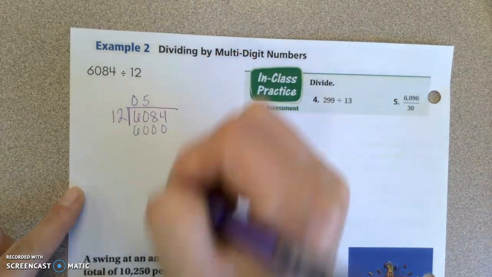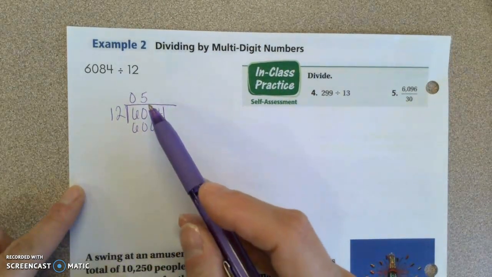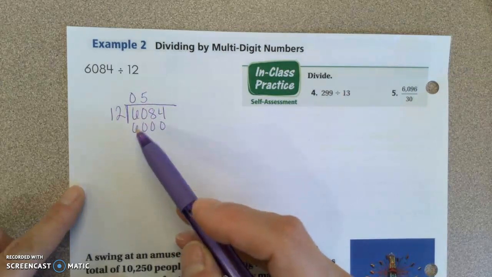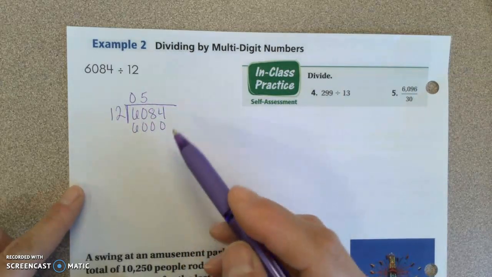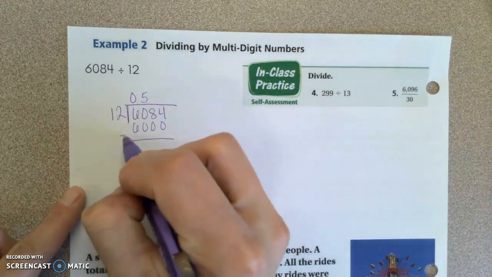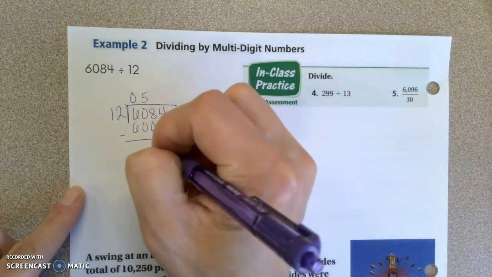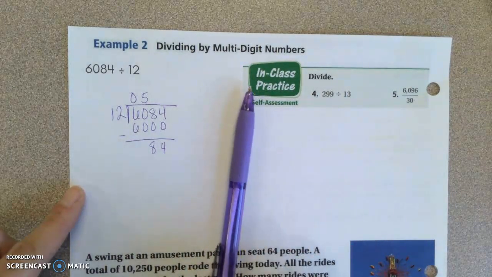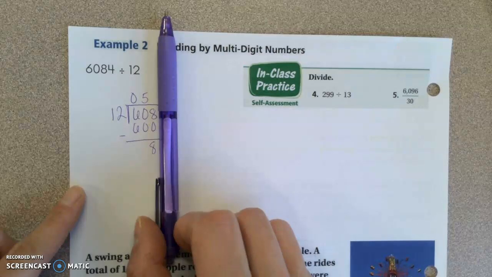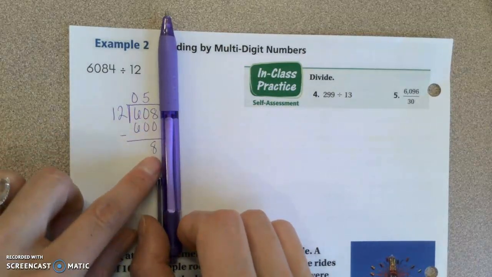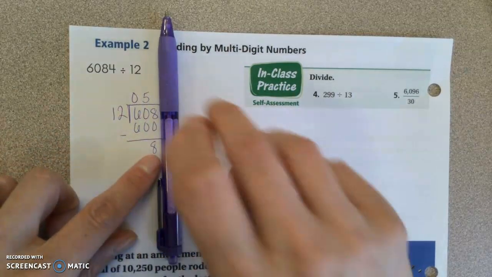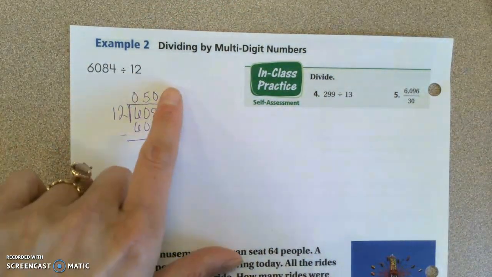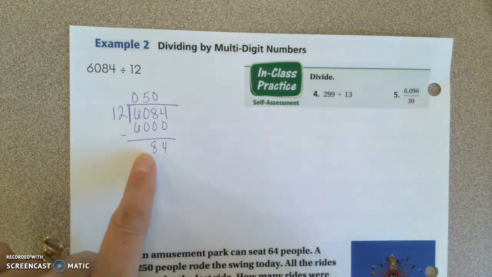And again, I'm going to put zeros as placeholders, or I'm thinking this is 500. It's in the hundreds place. 12 times 500 is 60 hundreds, or 6,000. I'll subtract. Okay, now I'm just looking at the next blank space, which is an 8. Since 12 does not go into 8, I'm actually going to put a 0 here. Then I'll look at this space, which makes the 84.